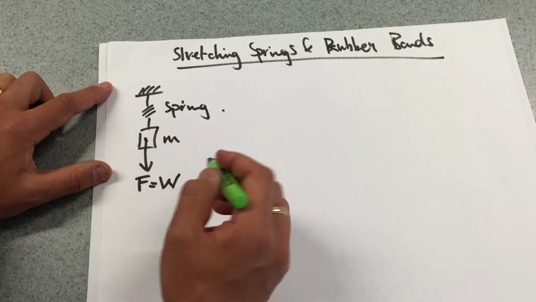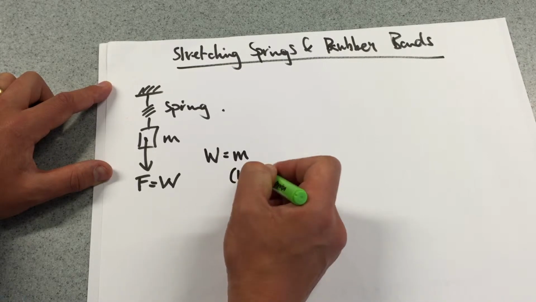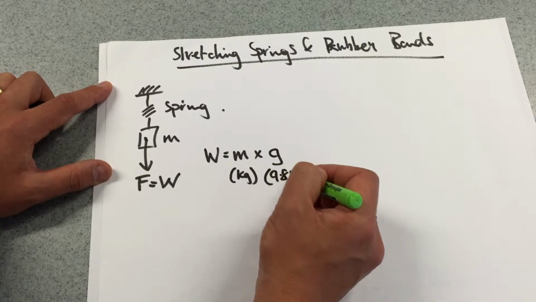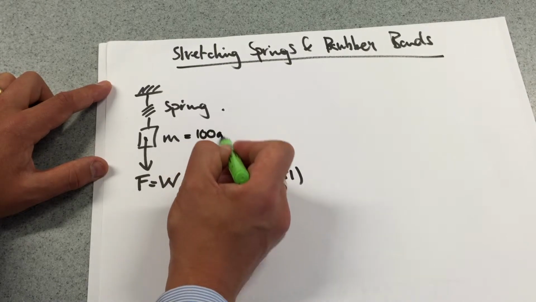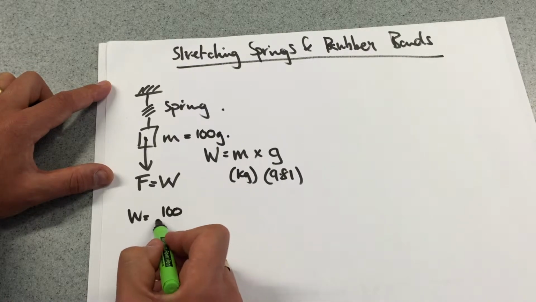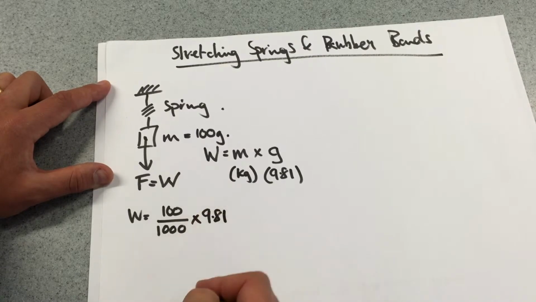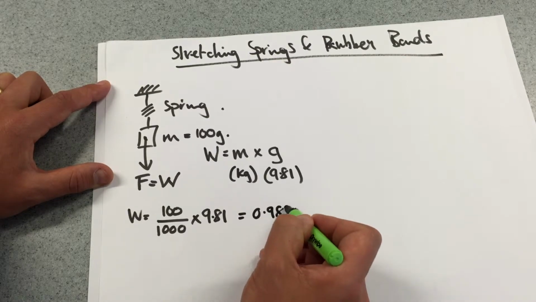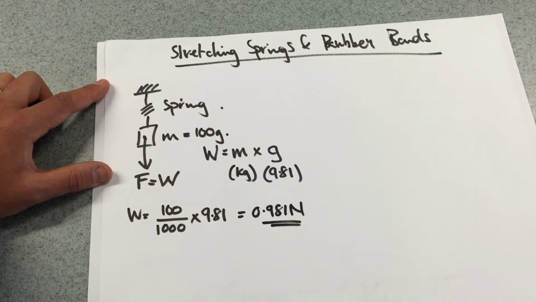Now, just be careful there of mass and weight. Remember, the weight of an object is the mass, which is in kilograms, multiplied by g on Earth, which is 9.81. So if this were 100 grams, I need to convert that into kilograms, multiplied by 9.81, mg, giving me 0.981 newtons. So we do need to be careful about that.